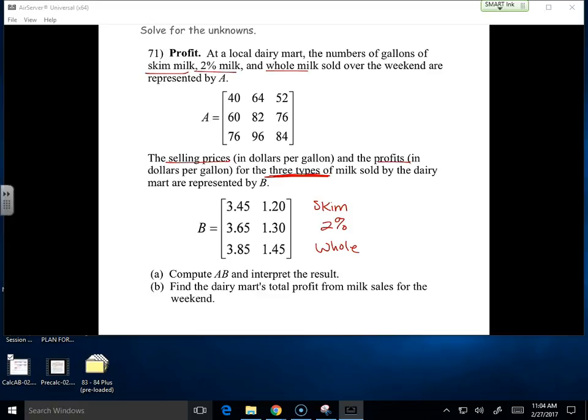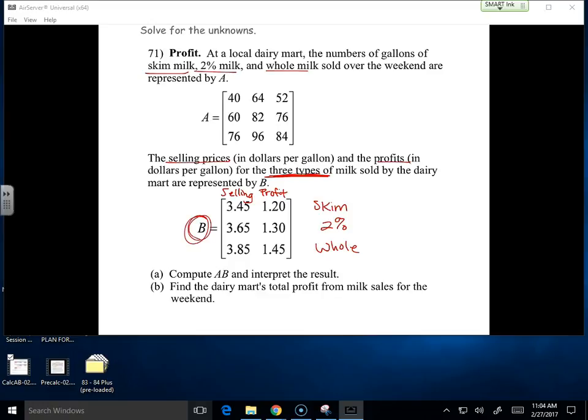Selling price and profit. Which one makes sense to be the smaller, even though we usually go in the order they give it to us no matter what? Why would profit be smaller than selling price? Selling price is having to cover all sorts of different costs, right? Profit is what you get to take from it. So selling price first. Okay, so we figured out matrix B.